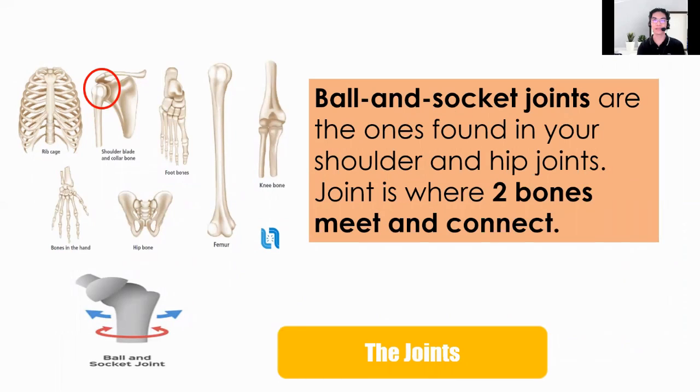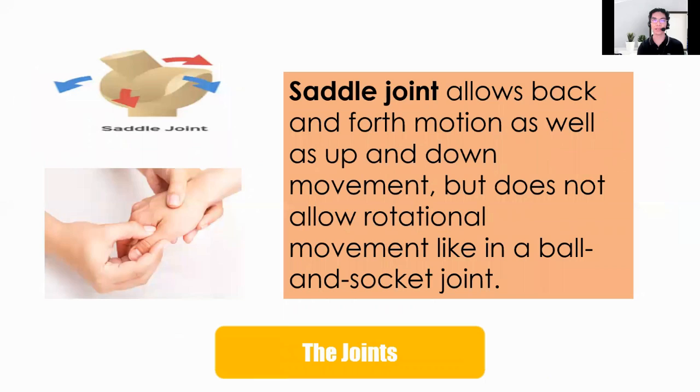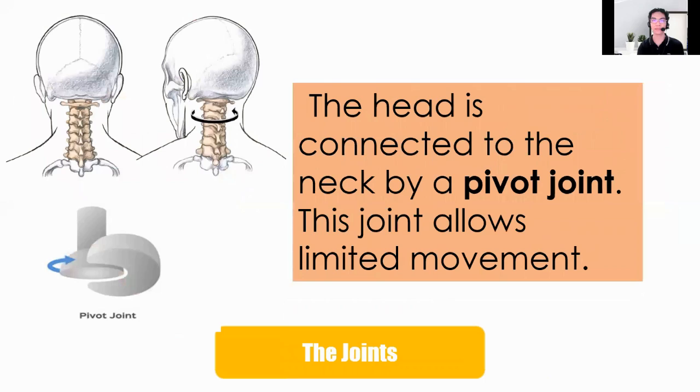The joints. Ball and socket joints are the ones found in your shoulder and hip joints. A joint is where two bones meet and connect. The saddle joint. The saddle joint allows back and forth motion as well as up and down movement, but does not allow rotational movement like in a ball and socket joint. The head is connected to the neck by a pivot joint. This joint allows limited movement.